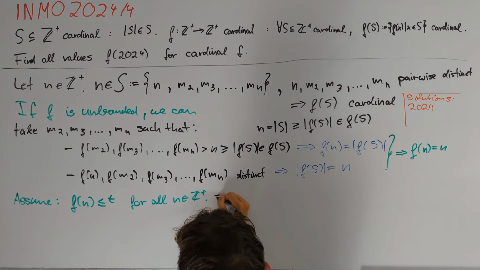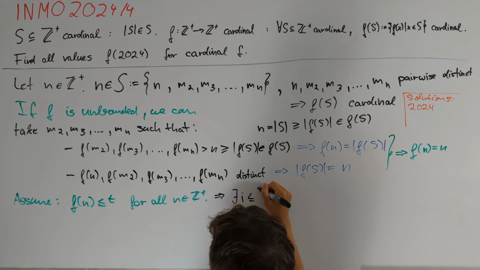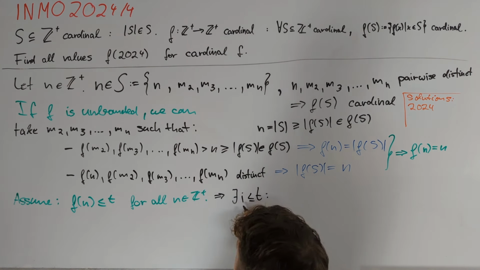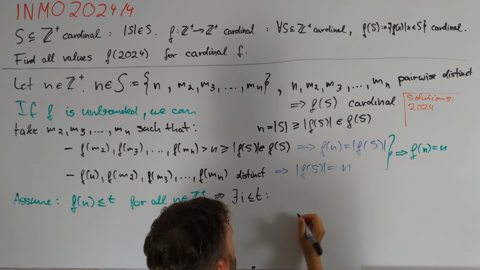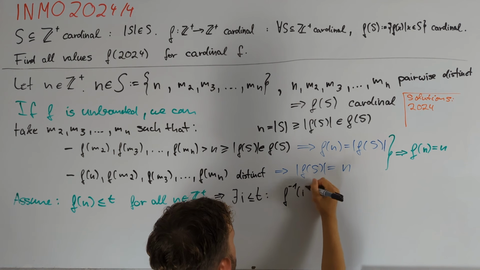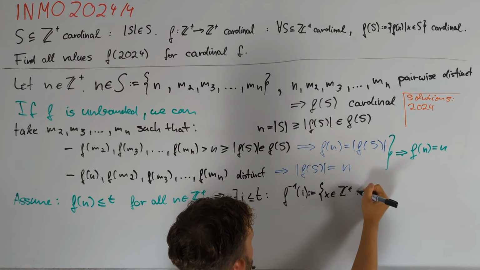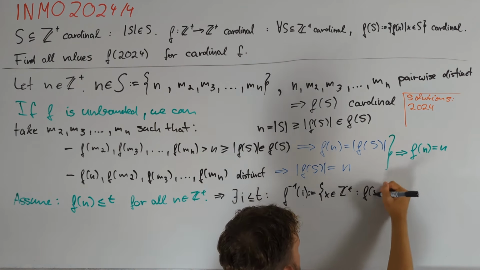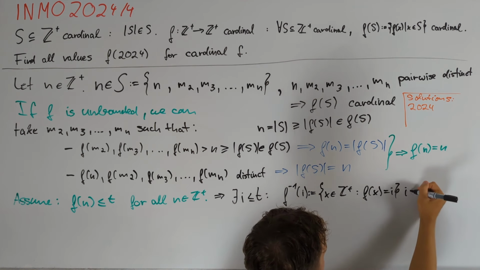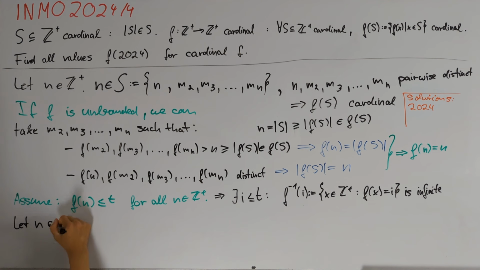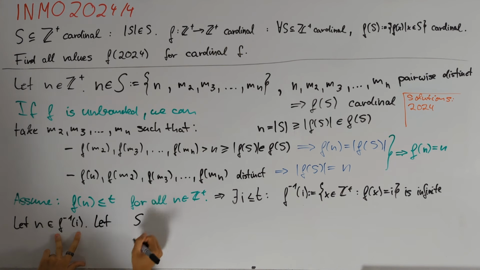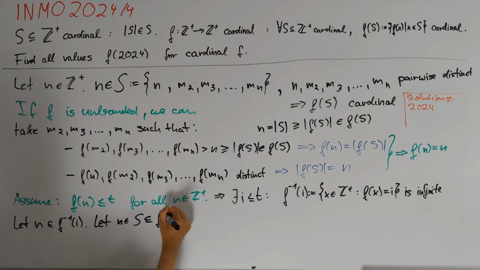Therefore, we can conclude that there exists a value i less than or equal to t such that this value is taken infinitely often by f. In other words, the set f inverse of i, which is defined as the set of arguments such that the function value of that point equals i, is infinite. Let us consider some number n in f inverse of i. We can construct a cardinal subset of f inverse of i in the following way. We call it S, and we want n to be an element of S, which is a subset of f inverse of i.